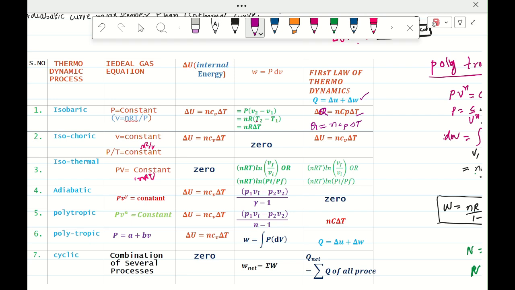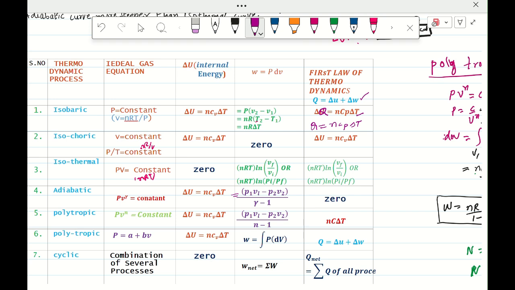Whatever the process, if it is isothermal, internal energy is equal to 0. The formula is nRT ln of Vf by Vi, and dQ, heat energy and work done, both are the same in isothermal. Whereas in adiabatic, heat energy is 0, and dU is equal to nCv delta T, which is equal to minus of (P1V1 minus P2V2) by gamma minus 1. These two are equal and a minus sign will come.